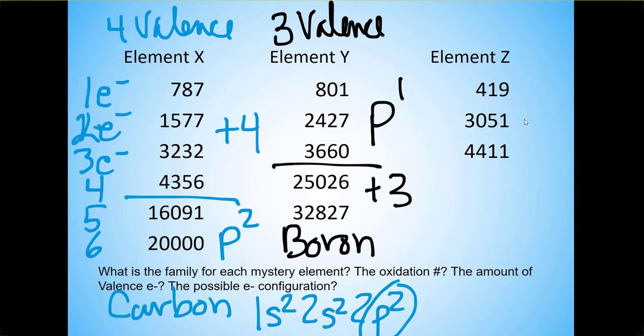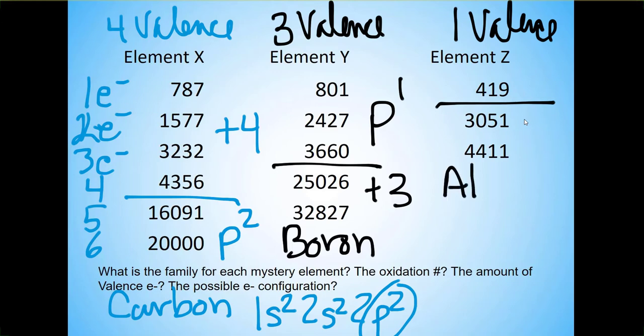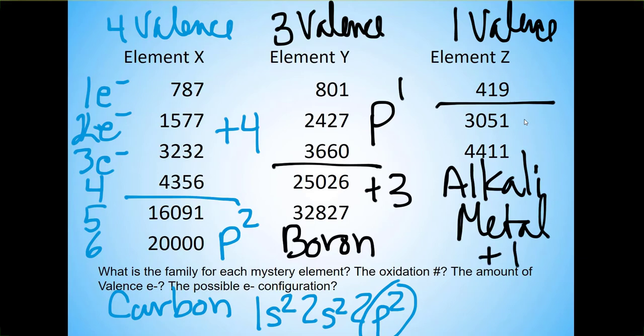Let's look at the last one, element Z. Let's look for the big jump. We have a jump after the first electron is lost, it jumps up by almost 3,000. And so this is where that energy barrier will be. So I have 1 valence electron. What family has 1 valence electron? That would be the alkali metal family. The alkali metal family has a +1 oxidation number, and it ends in s1.